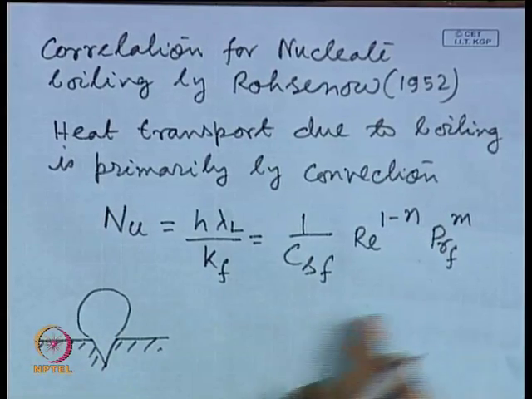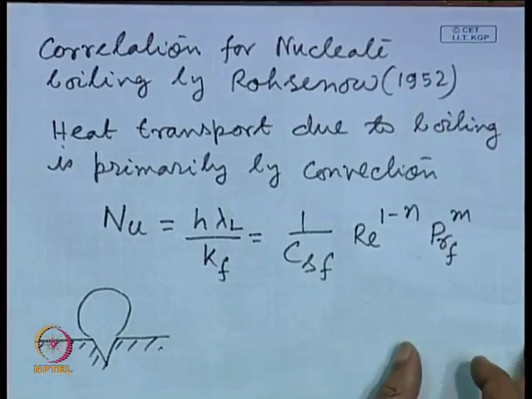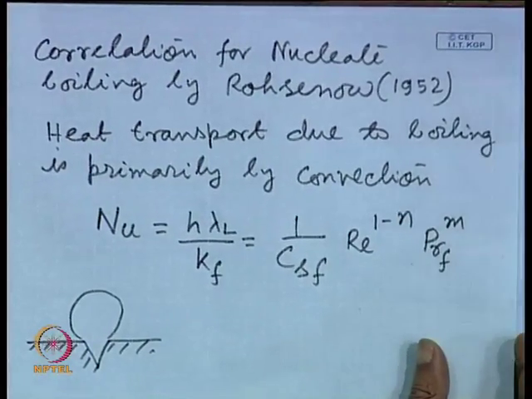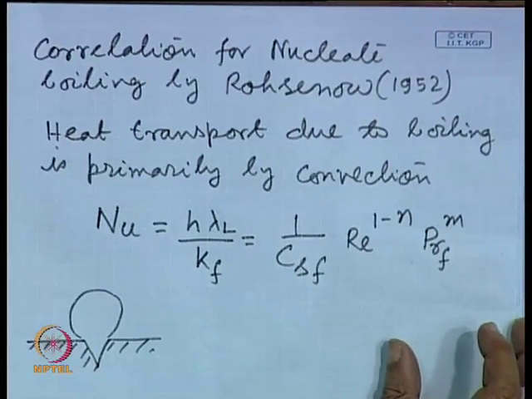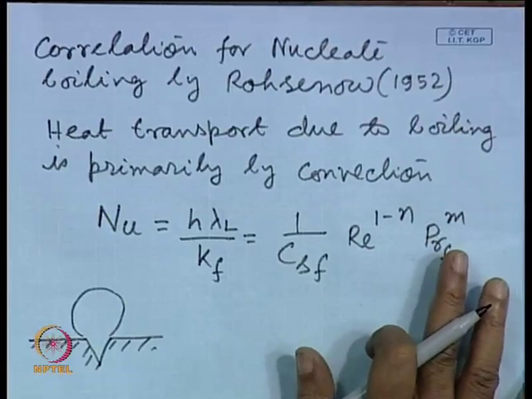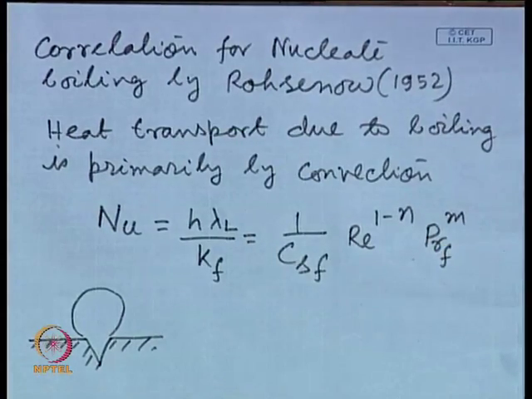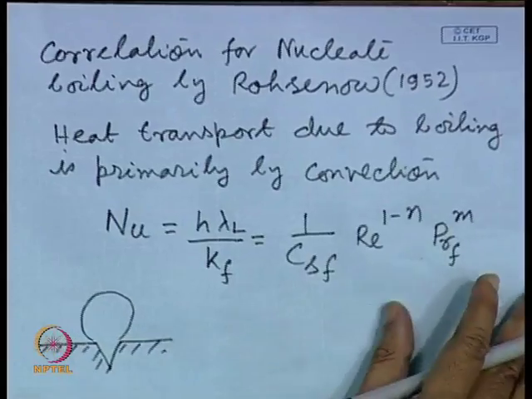Okay. And the convection relationship is given by this particular formula. Now, the problem is, for the Prandtl number, there is no difficulty; depending on the liquid property, we can calculate it. But what about the Reynolds number? How can we calculate the Reynolds number?